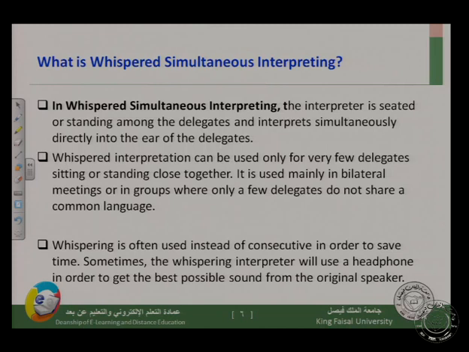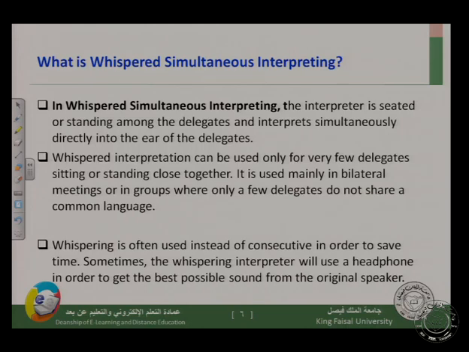But you have to be aware that whispering interpretation can be used only for very, very few delegates sitting or standing close together. It is mainly used in bilateral meetings or groups where only a few delegates do not share a common language. Bilateral meetings too.